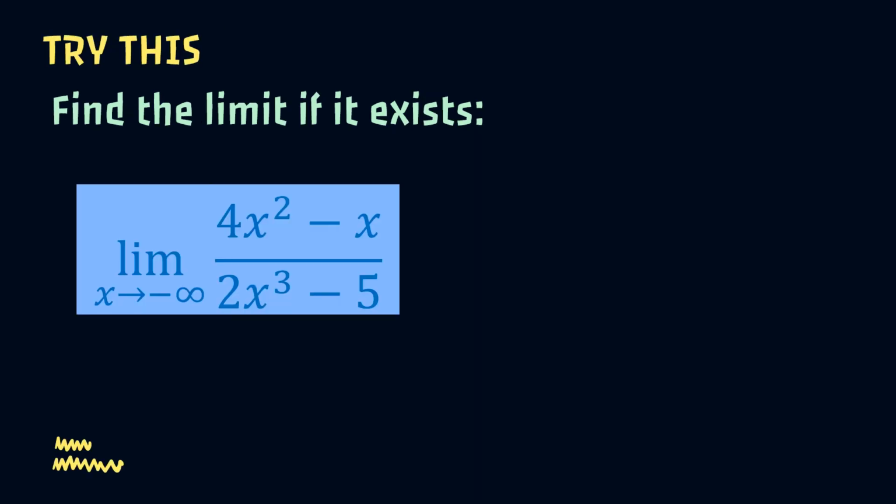And now try to complete the following limit. Let's find the limit, if it exists, of the expression x squared minus 6 over 2x cubed minus 5 when x gets close to negative infinity.